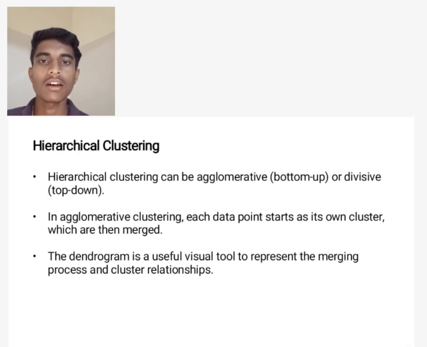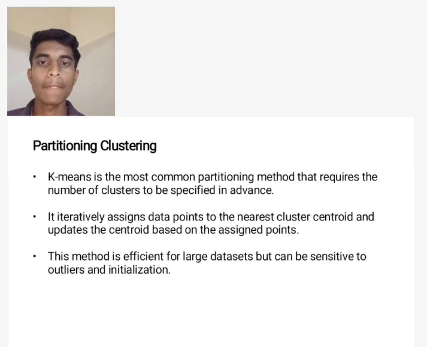Next one is hierarchical clustering. Hierarchical clustering can be agglomerative (bottom up) or divisive (top down). In agglomerative clustering, each data point starts as its own cluster, which are then merged. The dendrogram is a useful visual tool to represent the merging process and cluster relationships.